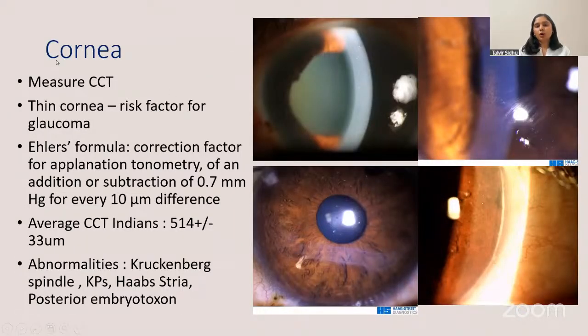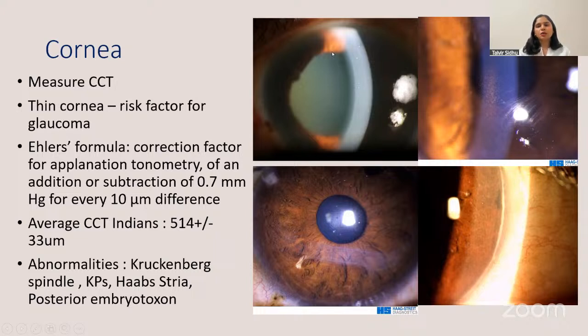Now looking at corneas. In the cornea, you have to measure the CCT. So first thing is that you should know that a thin cornea is a risk factor for glaucoma. Any cornea which is thinner than 500, you should think of it as a thin cornea. And also you should use Ehlers' formula, that is subtraction of 0.7 millimeter of mercury for every 10 micrometer difference from 520 for your applanation tonometry. Average CCT in Indians is around 514.